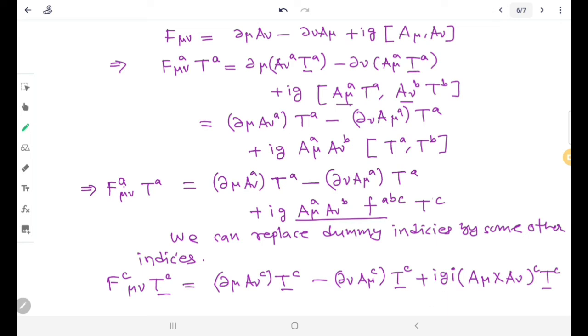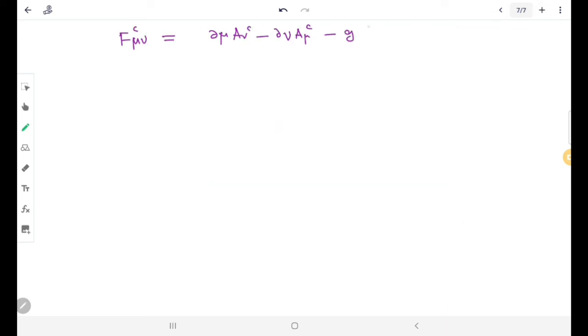So we can write here F mu nu and C, and there we write partial mu A nu and C, and partial nu A mu and C, and then i squared means this is minus, so g A mu cross A nu and some vector C. So C is a free index here. So you can replace all the C vectors by something else also.